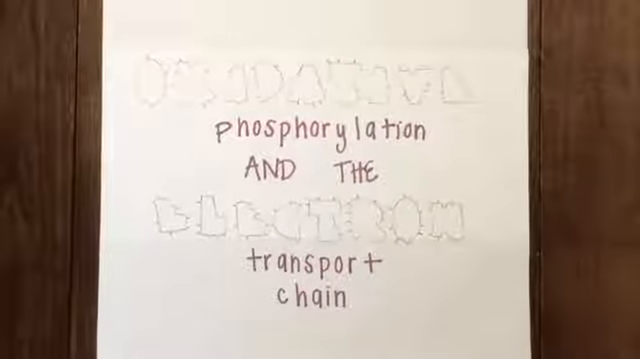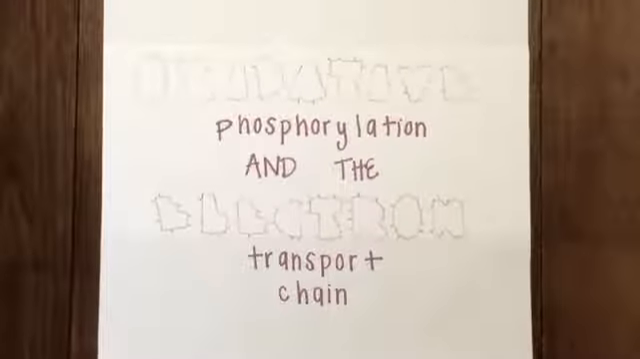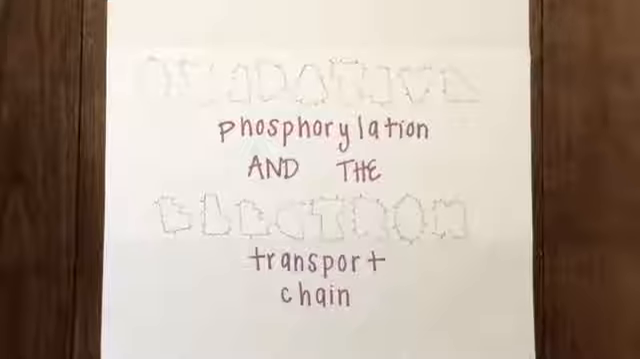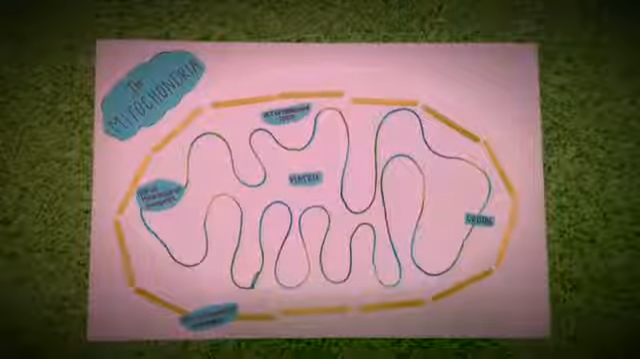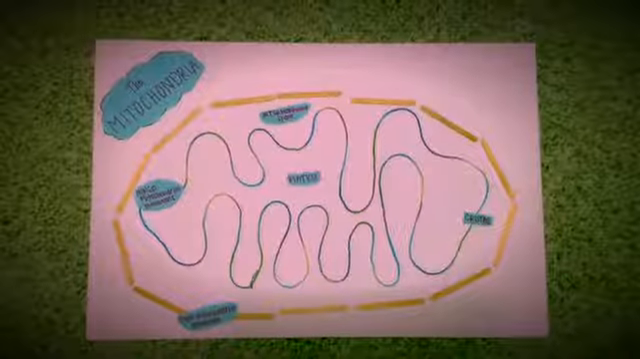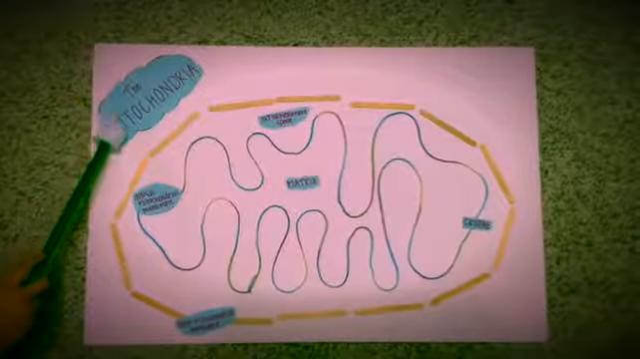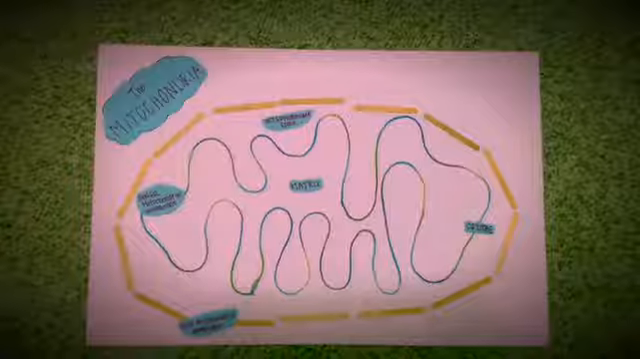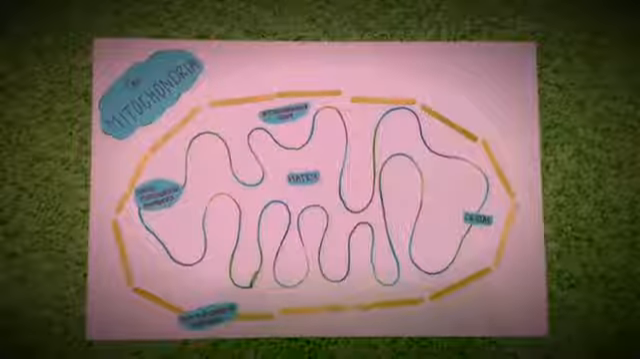For this project, we'll be breaking down and understanding the complex process of the electron transport chain. Before we begin, we need to orient ourselves on where exactly this takes place in our bodies. The mitochondria, also known as the powerhouse of the cell, can be broken down into different parts.